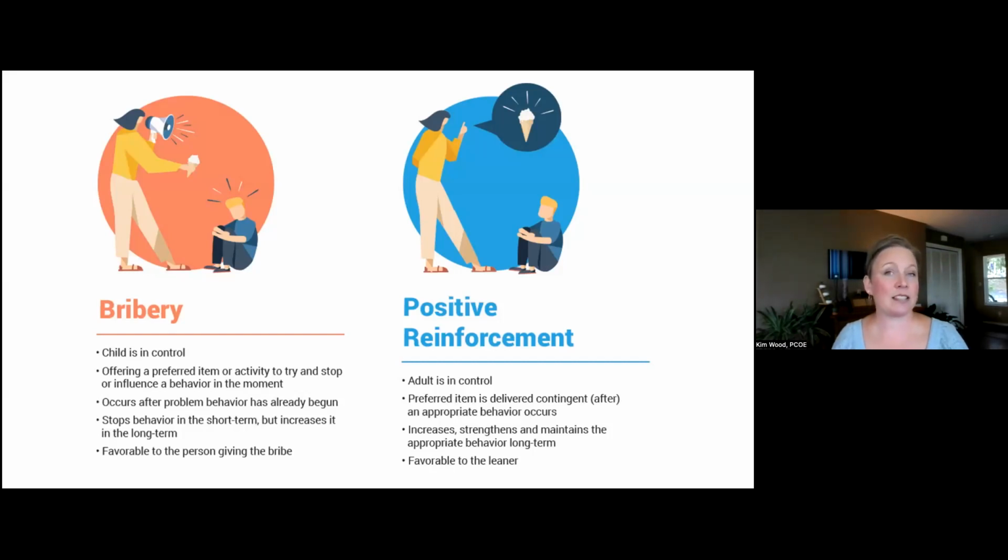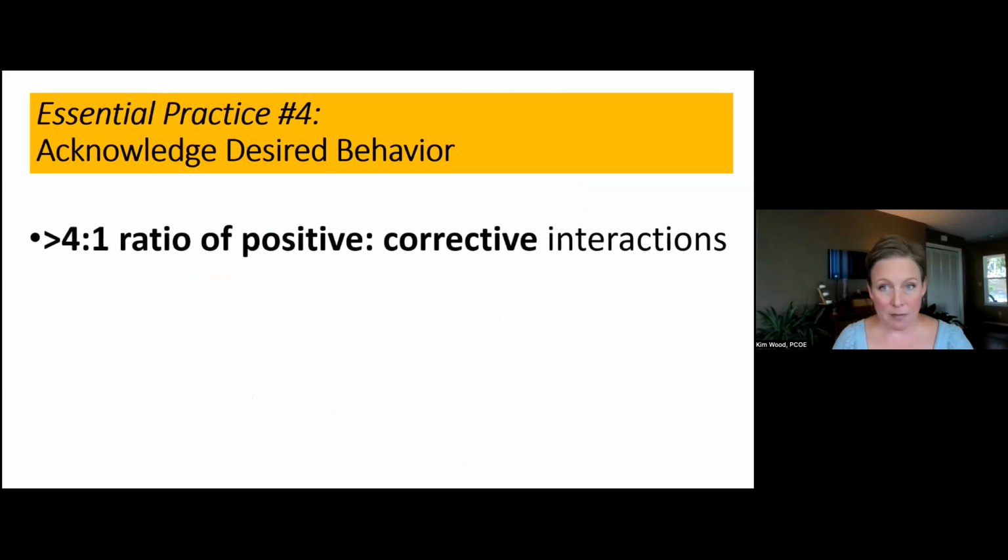Or when we're doing positive reinforcement, we're thinking ahead of time, really strategically about what we want to reinforce, what we want to have increase. And we're delivering that contingent upon those behaviors. So if you're in a cycle of bribery to get the student to stop doing something, then you're actually going to start seeing that behavior more and more in the future, and instead shifting it to the intentional positive reinforcement strategy.